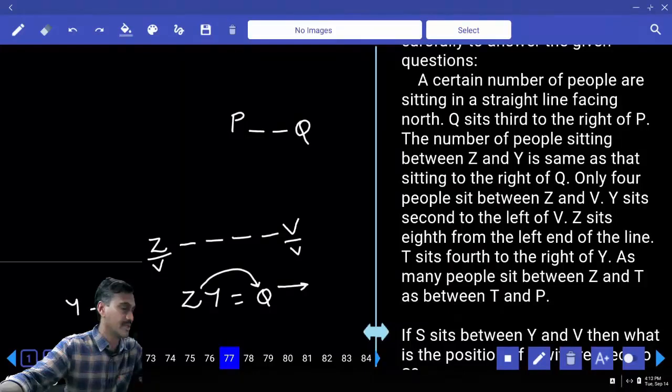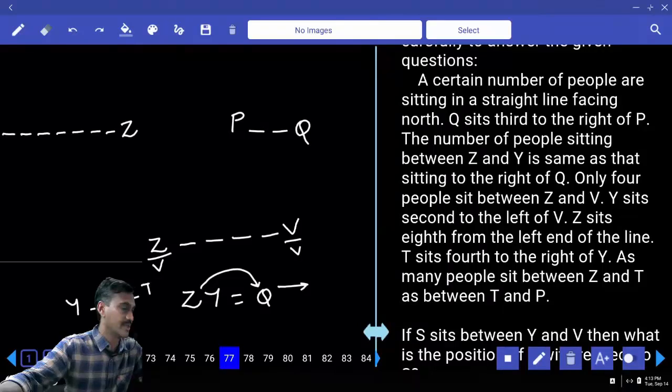Z sits 8th from the left hand. This is our crucial information. Where is Z? Z is 8th from the left. 1, 2, 3, 4, 5, 6, 7, 8. Z is 8th from the left hand. And T sits 4th to the right of Y. And T is 4th to the right of Y. 1, 2, 3.